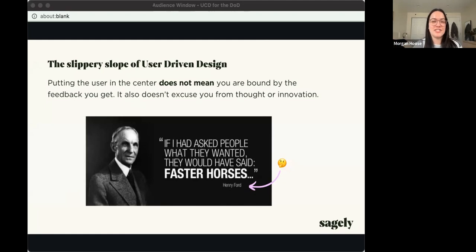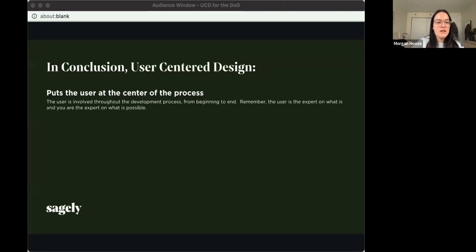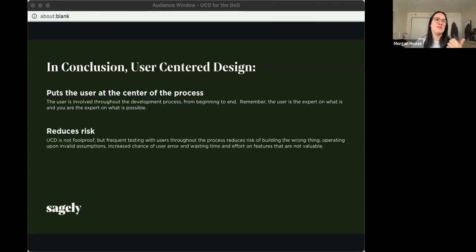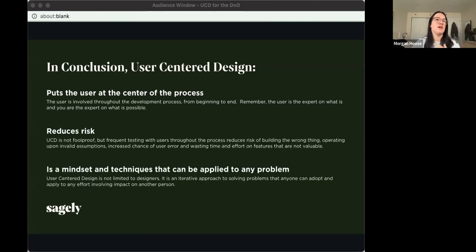It also doesn't excuse you from thought or innovation. The magic happens not when you build whatever the user tells you, but when you understand what the user needs and you marry that up with what you know to be possible. And that's where you create true innovation. So in conclusion, user-centered design puts the user at the center of the process. It reduces risk, and it is a mindset and technique that can be applied to any problem that you face.